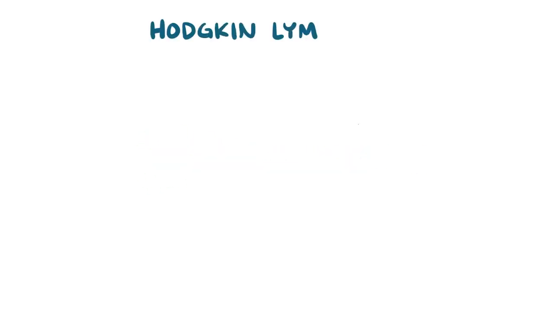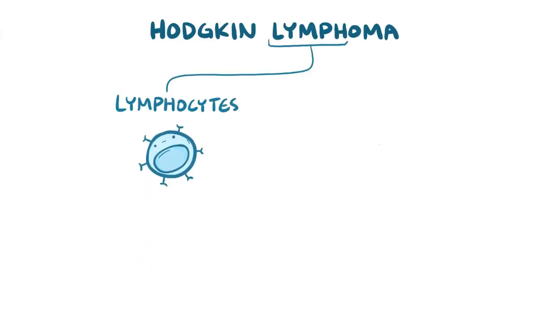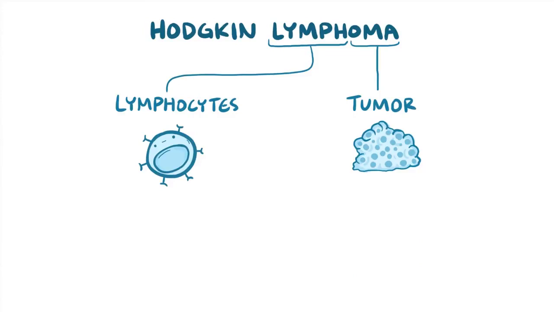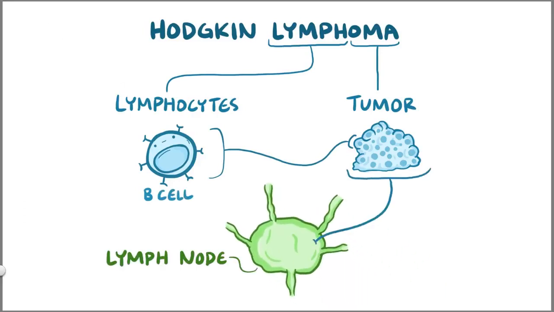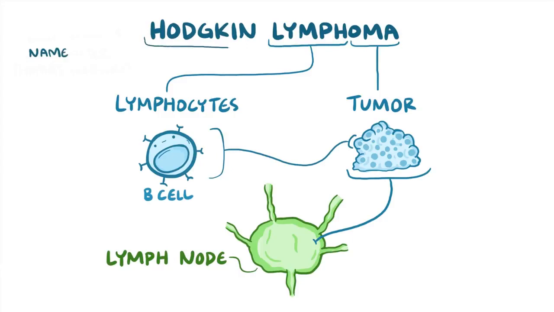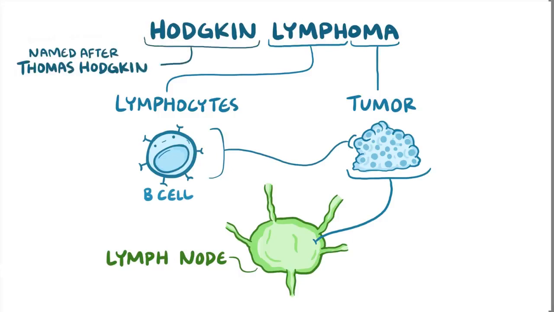The term Hodgkin lymphoma can be broken down. Lymph refers to lymphocytes, and oma refers to a tumor. So, Hodgkin lymphoma is a tumor derived from lymphocytes, specifically B cells, which mainly live in the lymph nodes. In case you're wondering, though, the disease gets its name from the English physician Thomas Hodgkin, who first described these tumors.